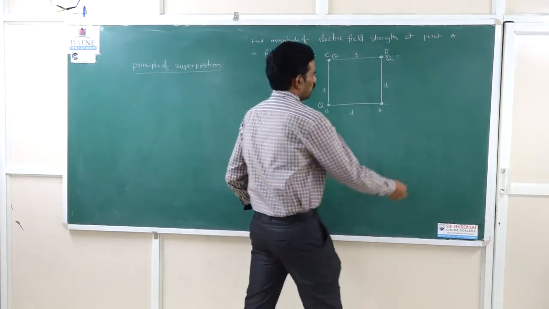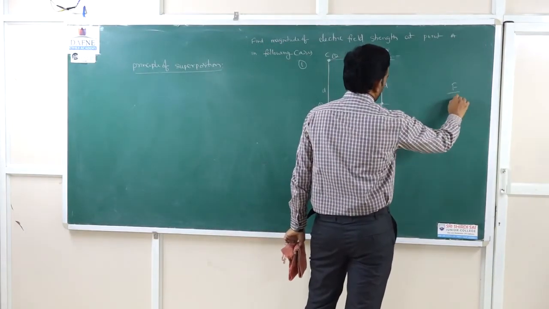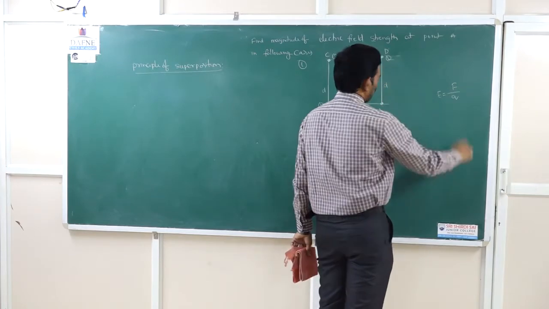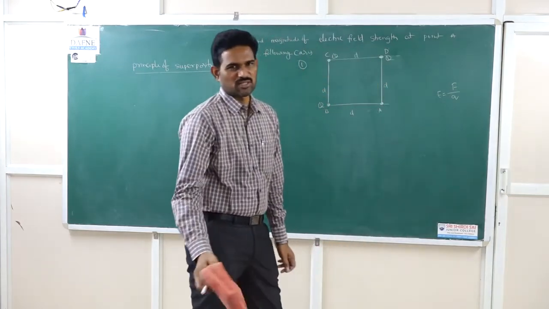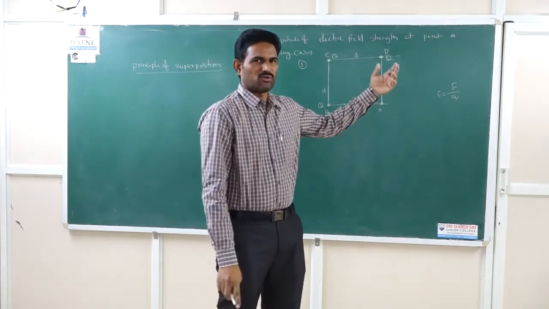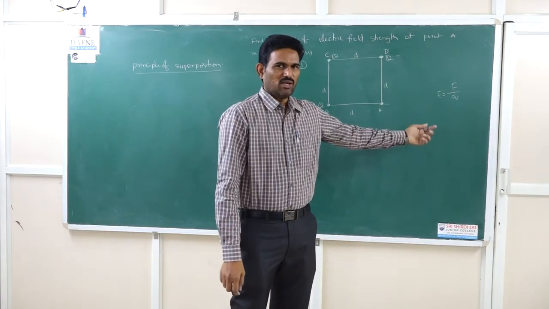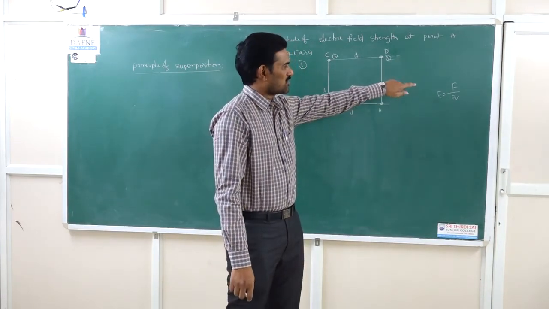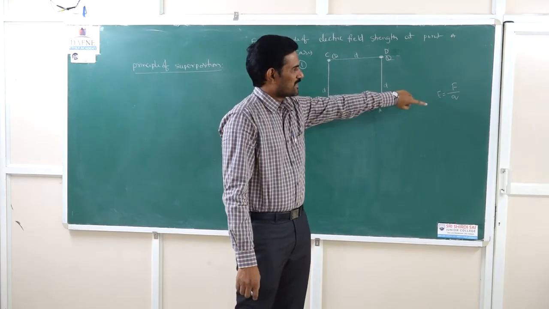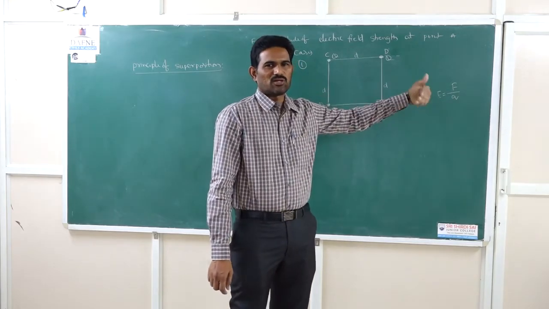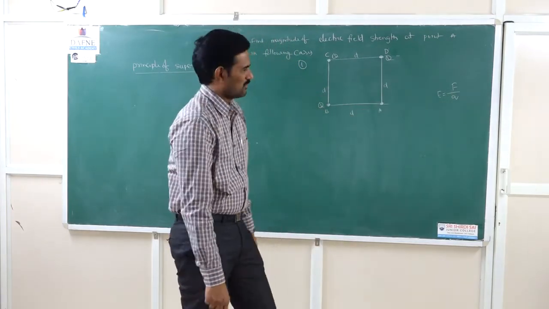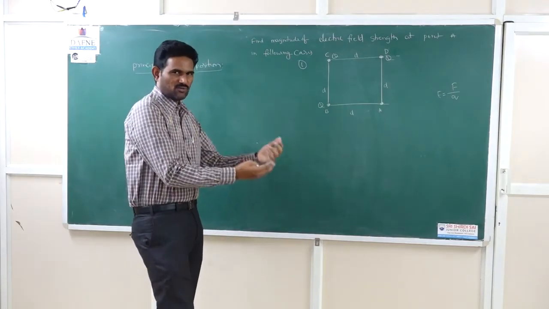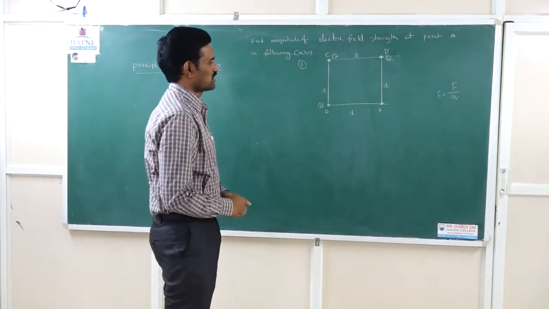If you remember the force expression finally there, you can directly define this as F by Q. That gives the electric field strength at that point. If you already solved some problems based on this, then simply you can write F by Q at that point, and that gives the field at that point. So let us solve according to our principle of superposition here.